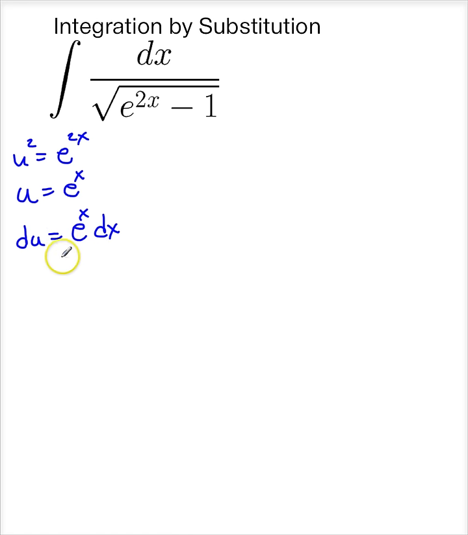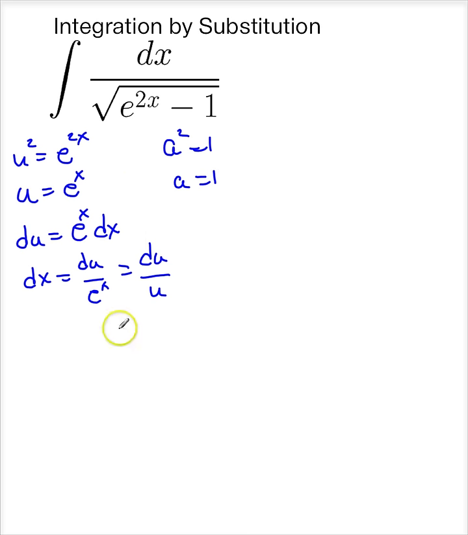Now I want to solve this for dx. This is dx is du divided by e to the x. But I want this all in terms of u if possible, and u is e to the x, so this is du divided by u. Now let me look at this 1. If I let a squared equal 1, a is equal to 1.